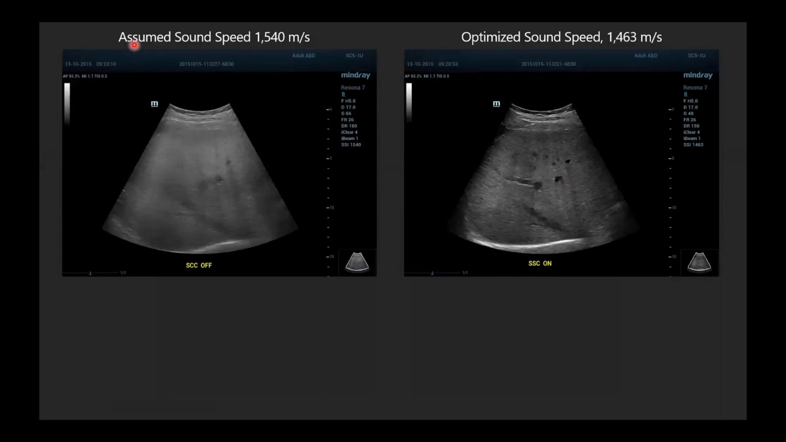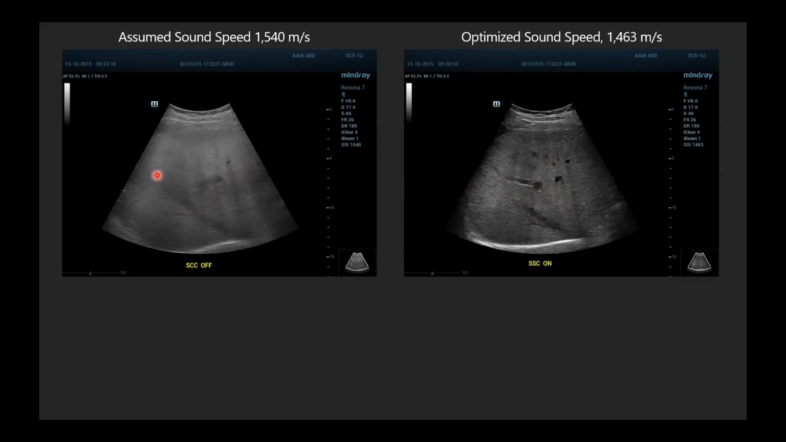Also another one, for assumed sound speed, here the conventional one is off. And in this one, where can I get more details, the left one or the right one? For sure, on the right I can see the portal vein better than the portal vein here. Also for the black dots, I can see them better here than here. And another thing, for tissue, on the left side and the right side, I can see the right better than the left side.